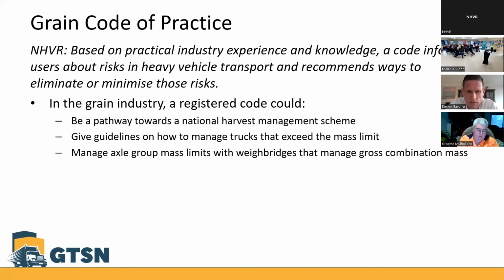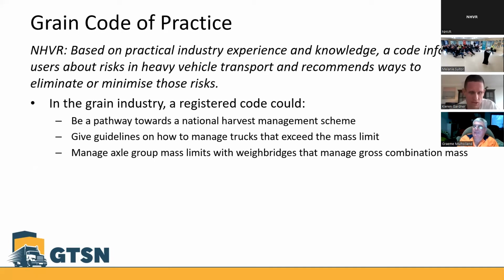What should happen when that truck exceeds the mass limit, because it will happen during harvest due to the nature of the task. The third point that could sit in the grain code is how to manage axle groups. Heavy vehicle national law, when you read it, says you need to know the gross combination and the axle group mass limit. And the grain industry measures total combination mass, where you don't have weighbridges anywhere to manage axle groups. There are ways to manage axle groups in that situation.